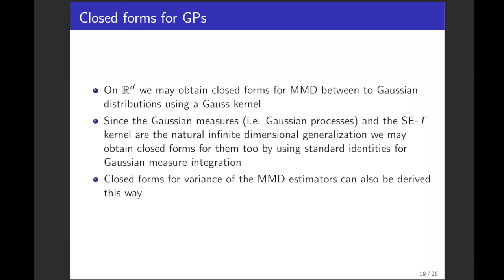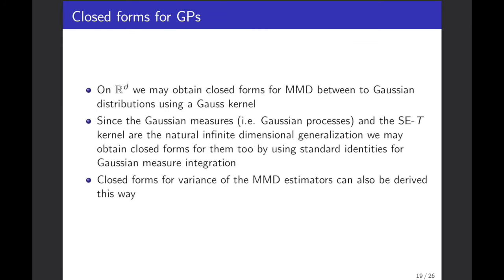Knowing that you can write a Gaussian process using the KL expansion, you take the limit of the finite dimensional version and you'll end up with our results. Also, closed forms for the variance of the MMD estimators can be derived this way, which can be helpful for investigating the power of the test.